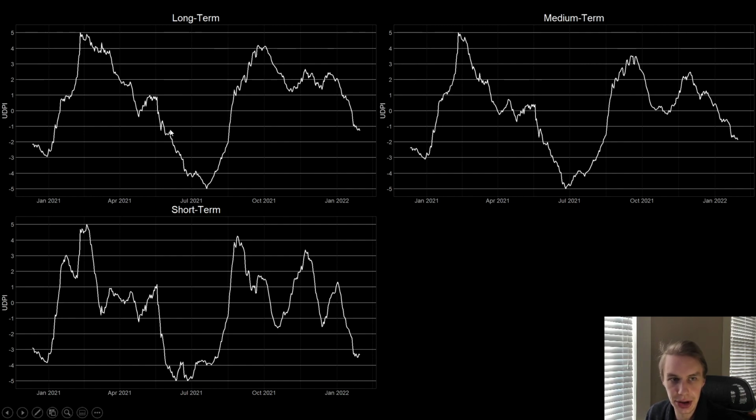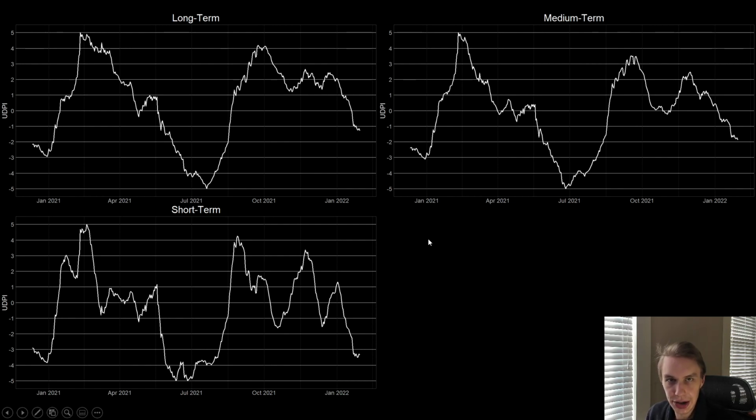So here's the long-term UDPI raw output. This is just what the UDPI level has been throughout AVAX's history. This is the medium-term UDPI, and this is the short-term. What you can see is that across the board, risk is falling on all the different time frames. The long-term UDPI has fallen down below -1. The medium term has fallen down closer to -2. And the short term is actually all the way down below -3.